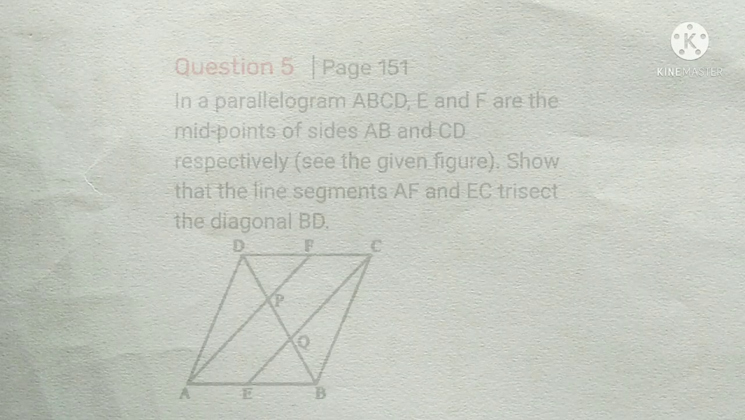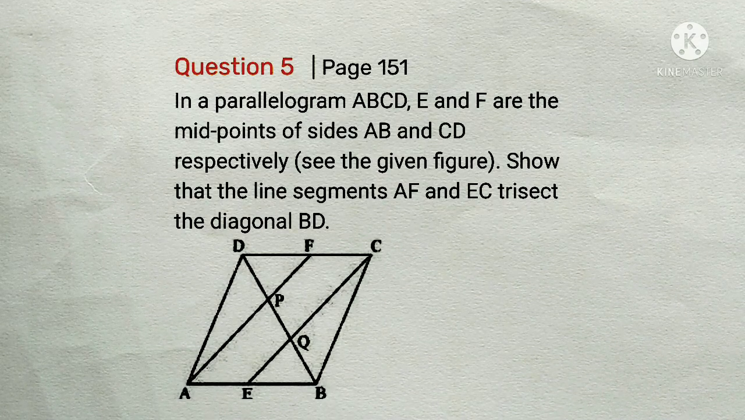After question number 4, now if you see the next question, question number 5, the question is given in this way: in a parallelogram ABCD, E and F are the midpoints of sides AB and CD respectively. As you see, the figure is also given, and now here we need to prove AF and EC trisect the diagonal BD.